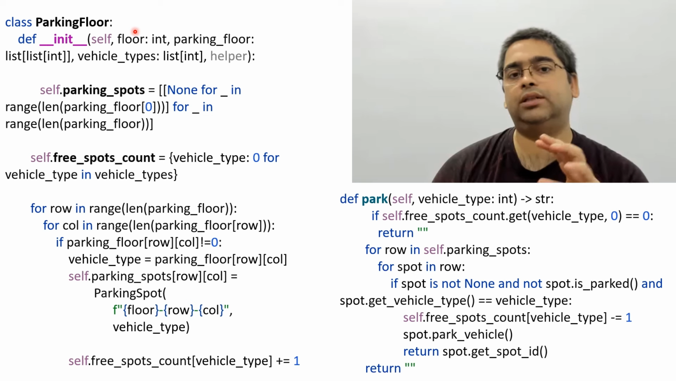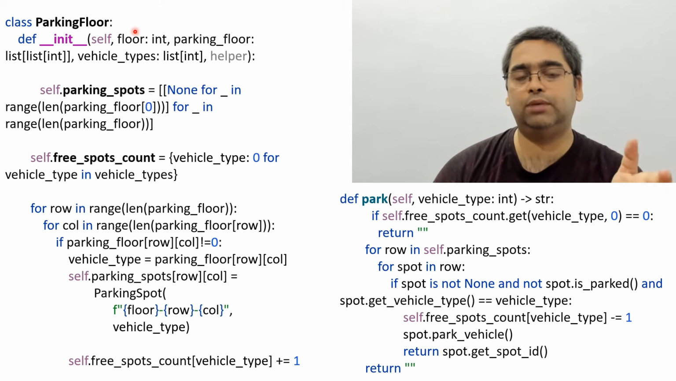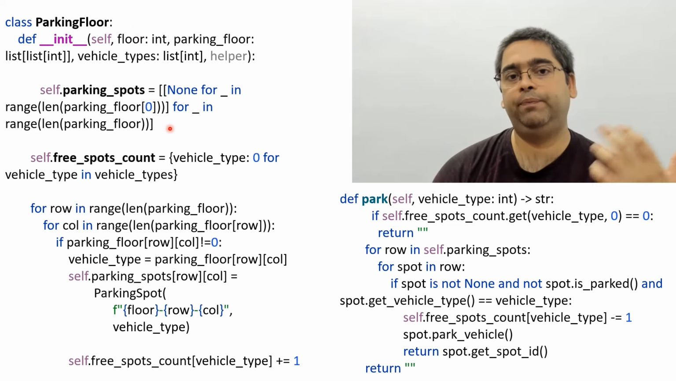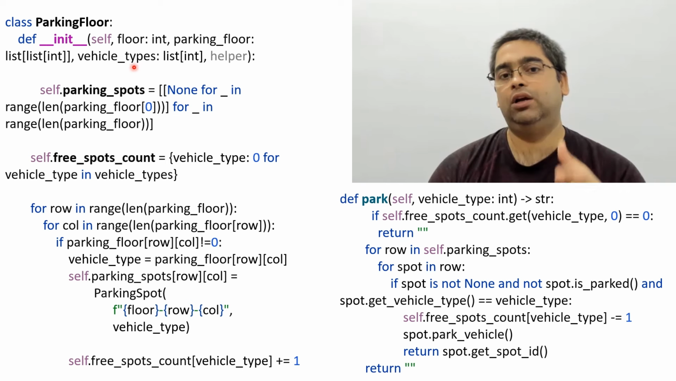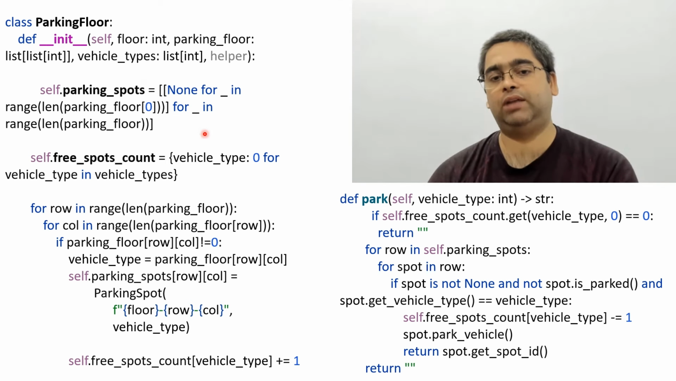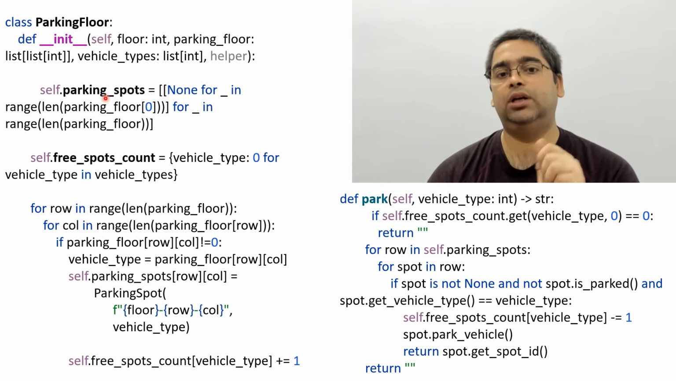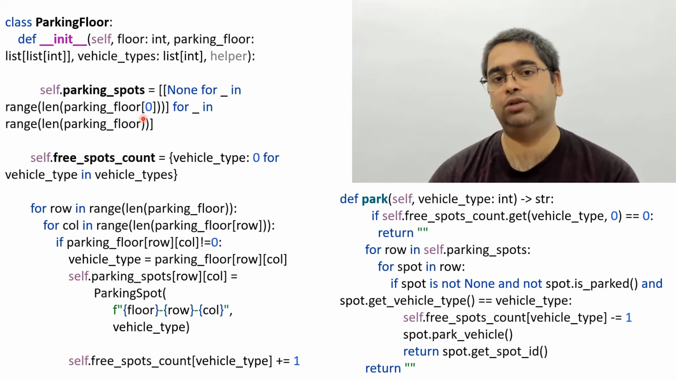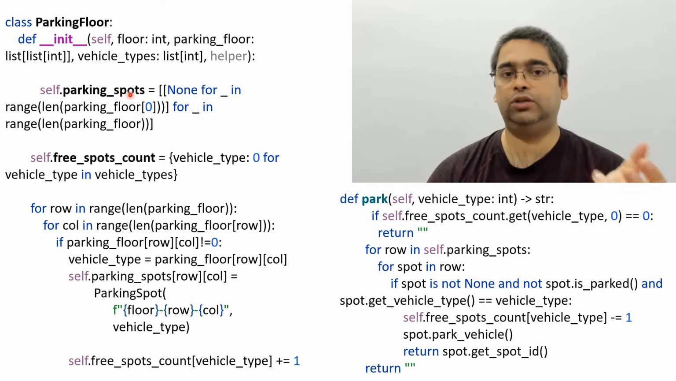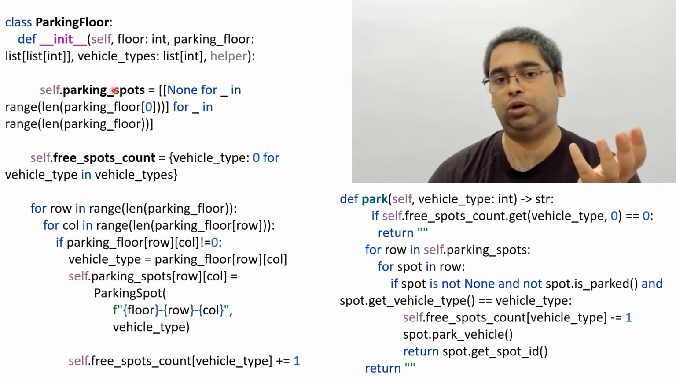Parking floor class is the most important class in our design. It will have all the logic around which everything will revolve. So basically a floor will have all the functionalities for that particular floor: park vehicle, remove vehicle, or get free spots count. It will have two core data structures. The one will be a two-dimensional array of parking spot objects. So it is also sort of a manager for parking spot objects.